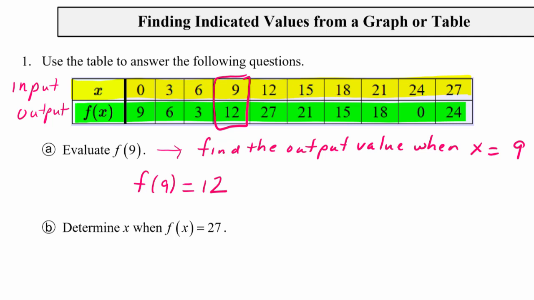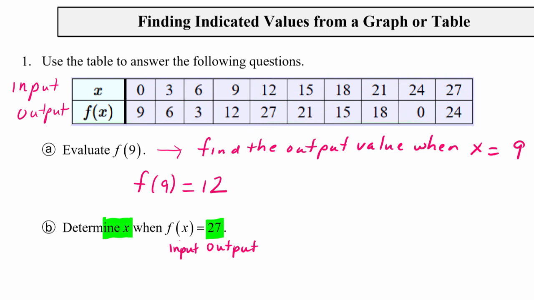Part B is a little bit different. It says determine x when f of x equals 27. So that 27 now is our output, and we are finding the input value that will give us that output of 27. Taking a look at the table, where does that occur? We're going to look for an output value of 27, and that's right here, isn't it? And the x value that gives us that will then be 12.